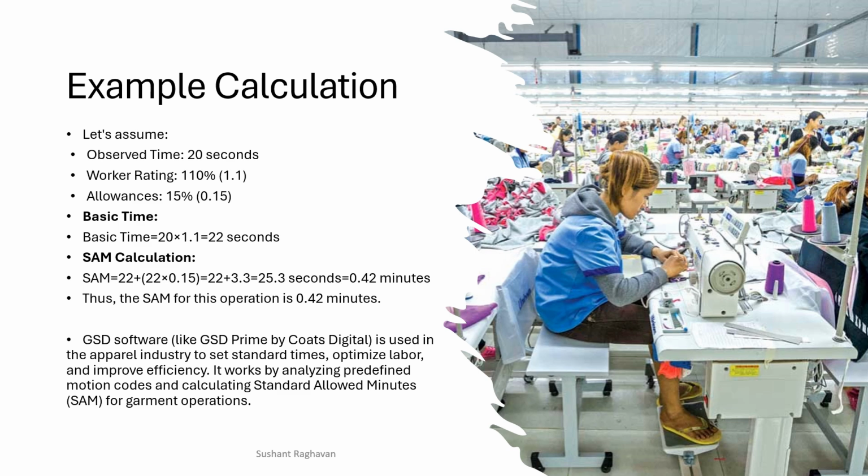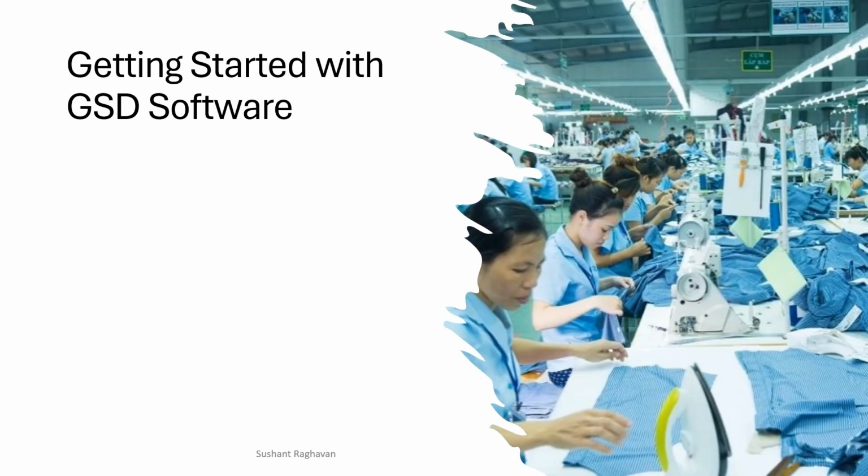GSD software, like GSD Prime by Coats Digital, is used in the apparel industry to set standard times, optimize labor, and improve efficiency. It works by analyzing predefined motion codes and calculating standard allowed minutes, SAM, for garment operations.